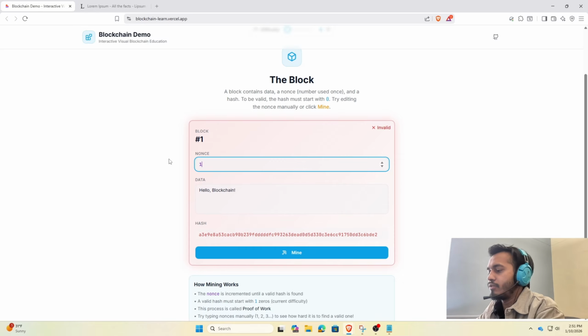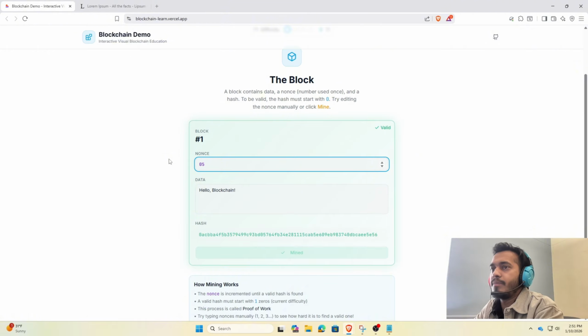Okay, so let's manually try the number 1. It's still invalid. 2, still invalid. 3, 4, 5. When I go from 0 to 5, the digit 5 makes the block signed and it says valid, and you can see that your hash also starts with a single zero.